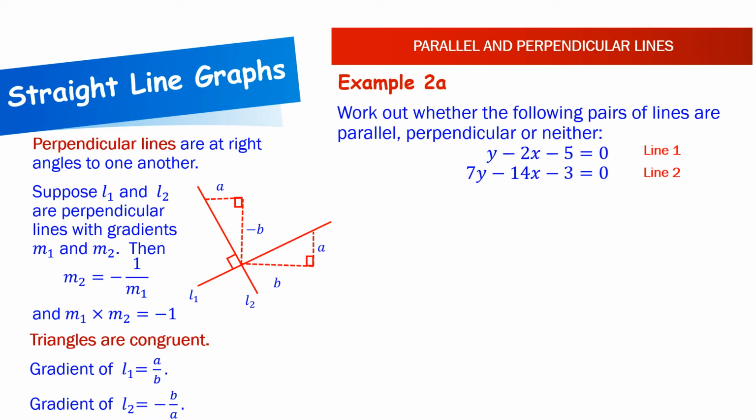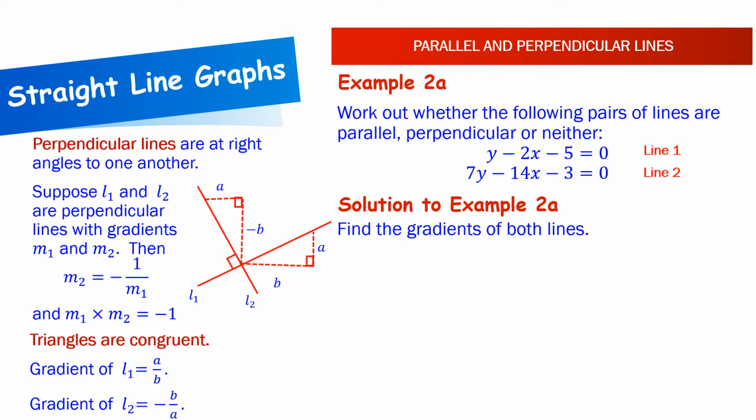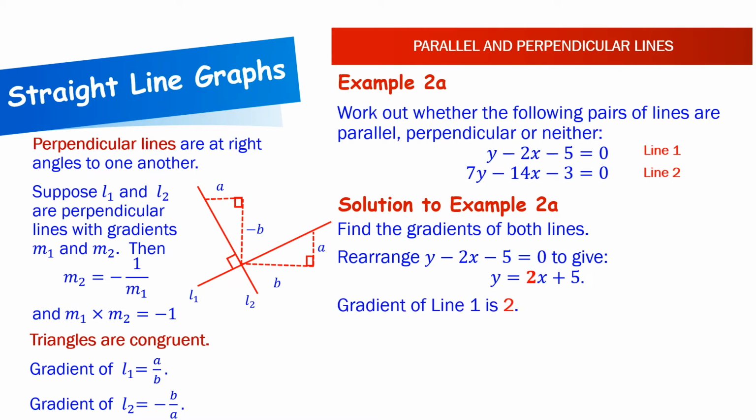y minus 2x minus 5 equals 0 is line 1, and 7y minus 14x minus 3 equals 0 is line 2. So let's solve this. We are going to find the gradients of both lines, and we will do this by rearranging them in the form y equals mx plus c. So let's rearrange line 1. We're going to add 2x plus 5 to both sides in order to isolate the y on the other side. So y is equal to 2x plus 5. And the gradient of line 1 is 2.